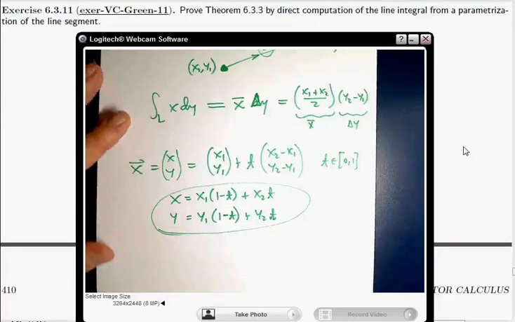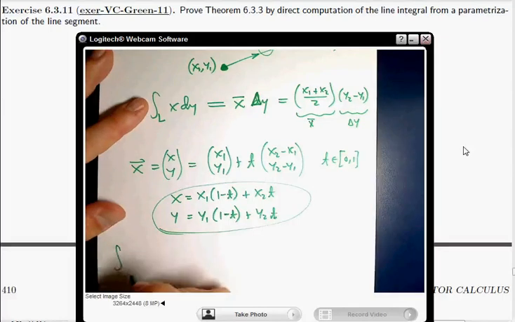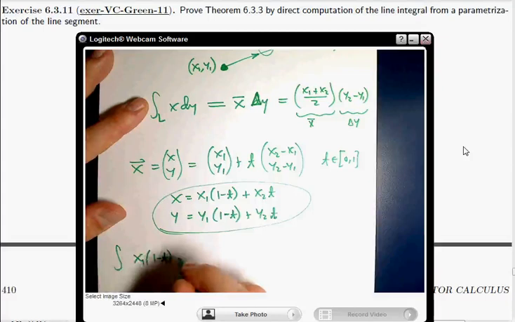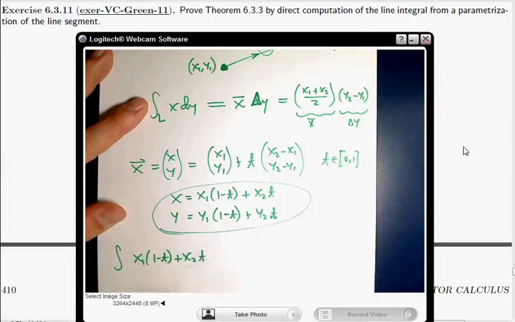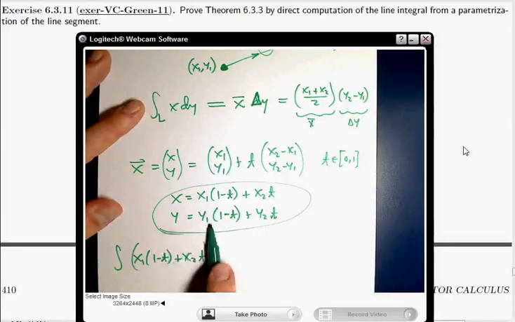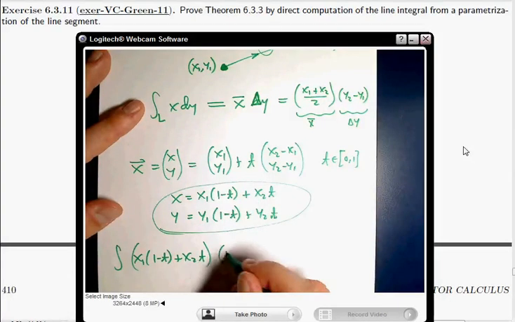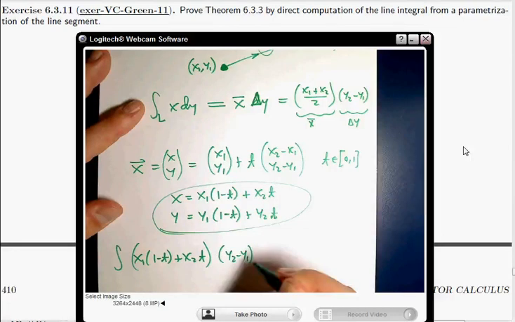So we're computing now an integral over this line of x dy. Okay, here's x. Now, dy: here's y, so dy is going to be the t derivative of this, which is, of course, y2 minus y1 dt.